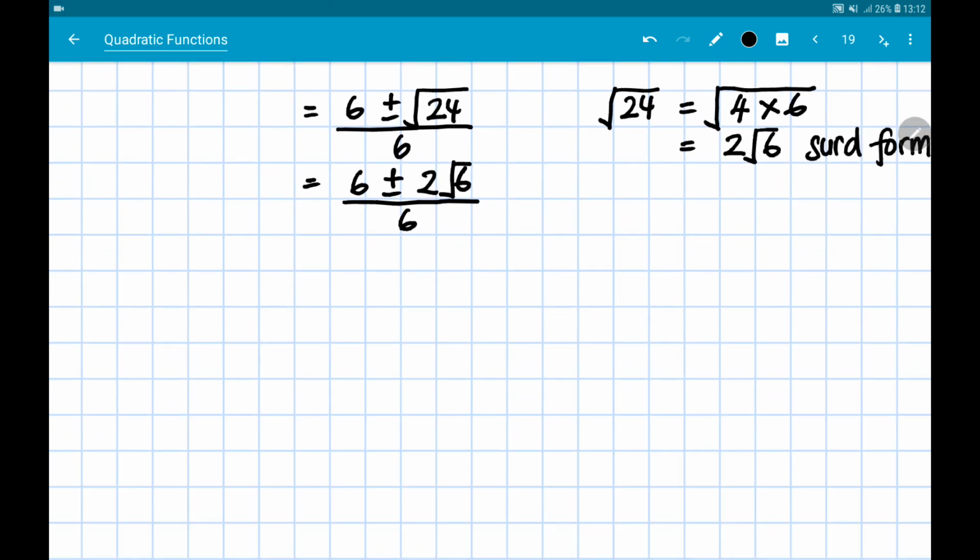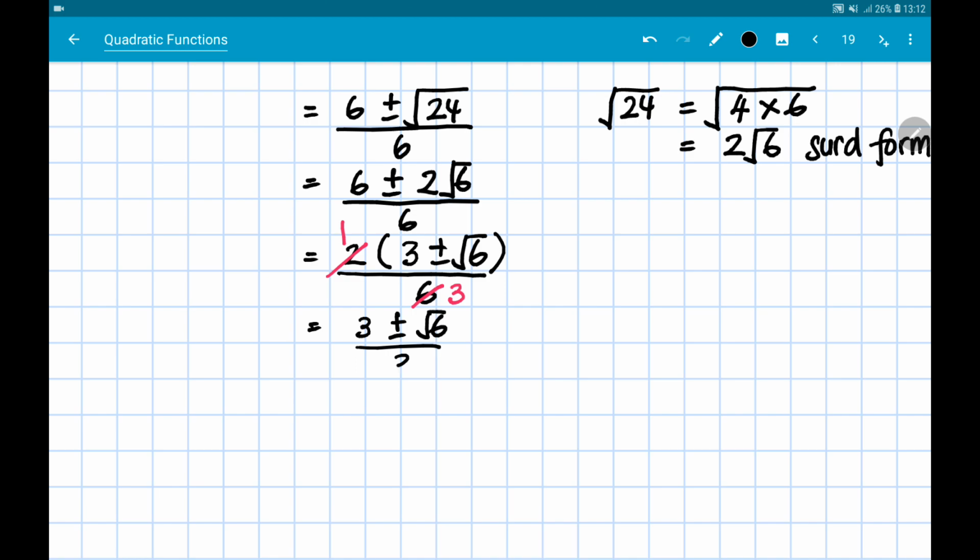Okay, now I will need to simplify. Notice the numbers 6 and 2, I can take out 2. This is called factorization. Bracket, 6 take out 2 gives us 3, plus minus, 2 goes out, there's no more 2, but there's a balance of square root 6. Close the bracket, and then we divide the whole thing by 6. I'm going to simplify now. Simplify the numbers 2 and 6. 2 divided by 2 gives us 1, 6 divided by 2 gives us 3. So the correct answer here will then be 3 plus minus square root 6, divided by 3.